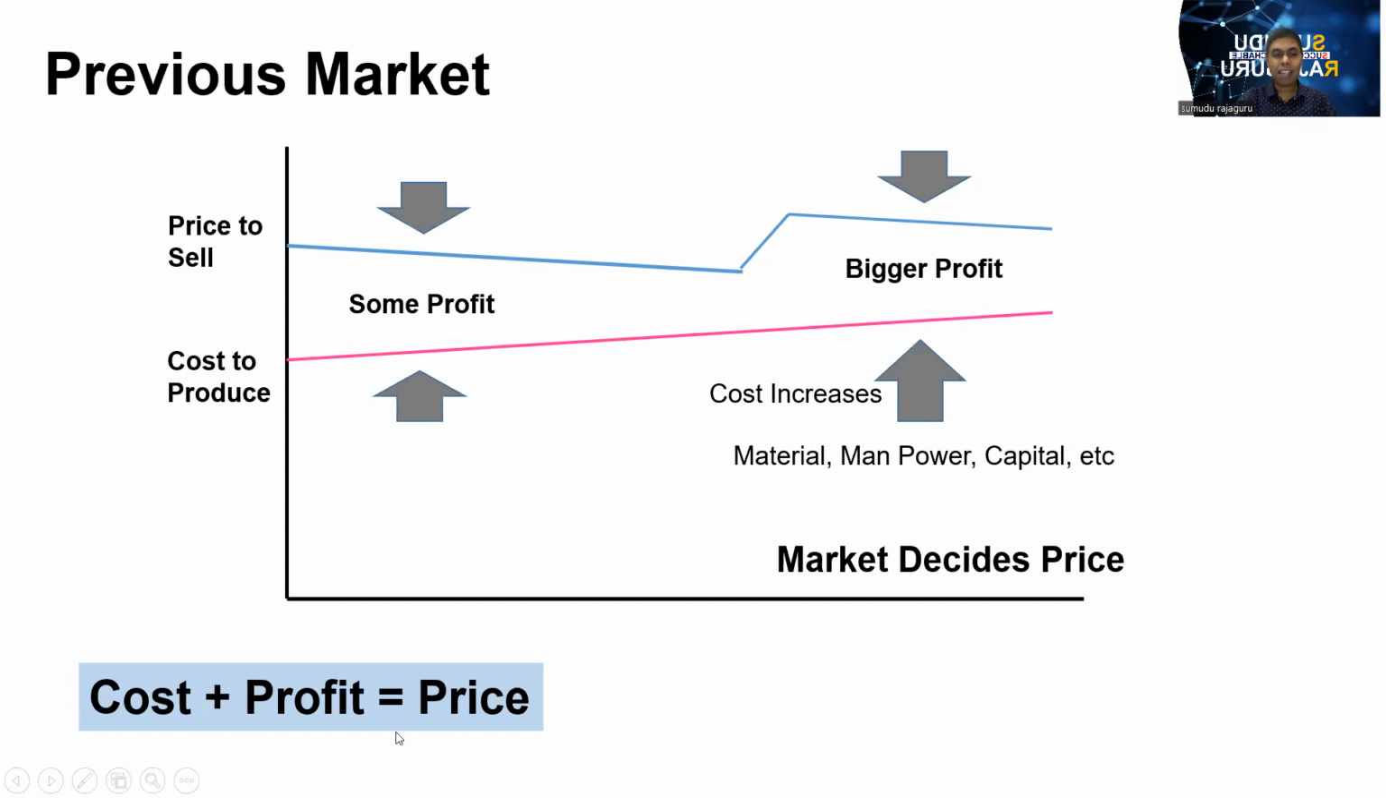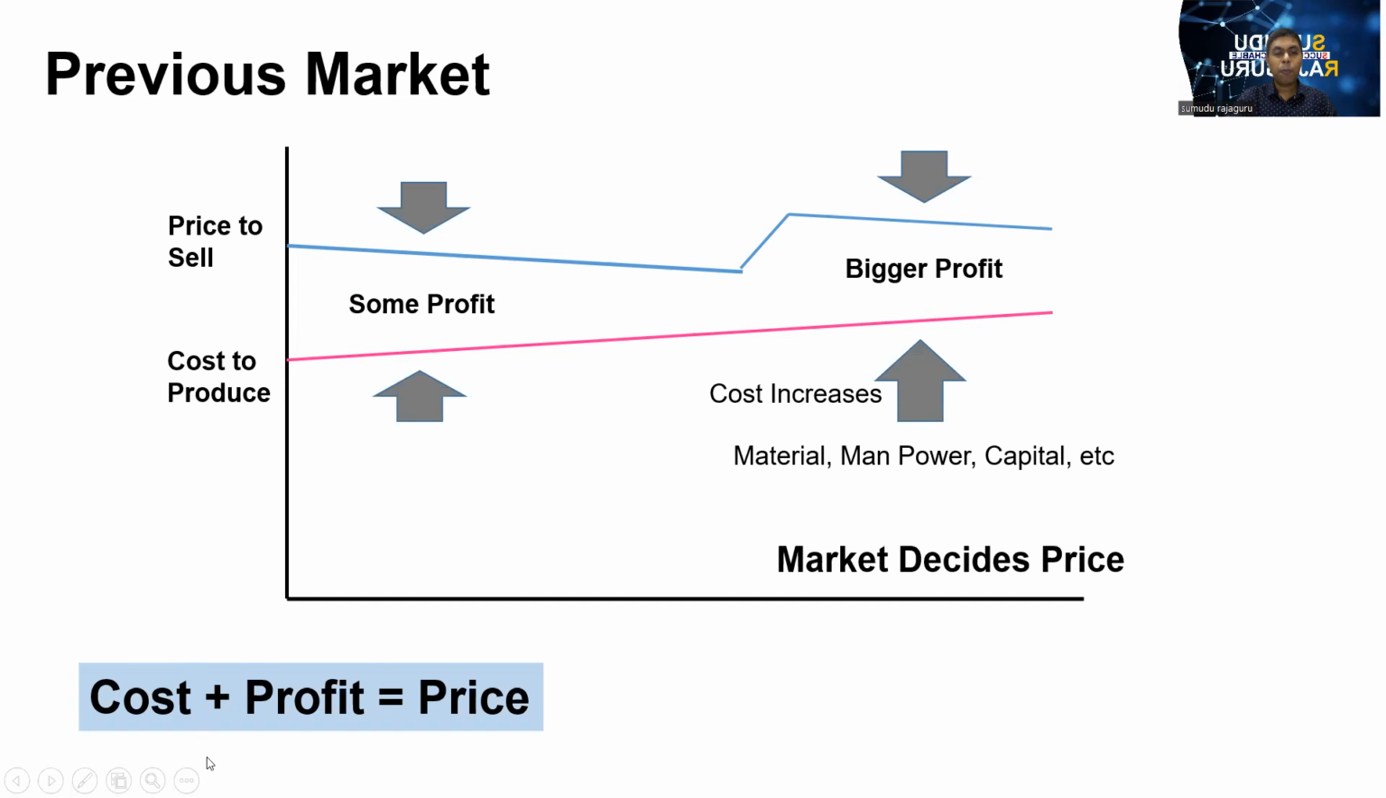Currently, if the organization does not have any competition, then whatever the cost is, the organization can add the profit based on their expectation, and then they can give the price. But the current scenario is totally different. Price we can't change. So what do we have to do?